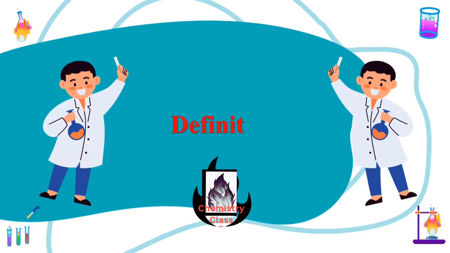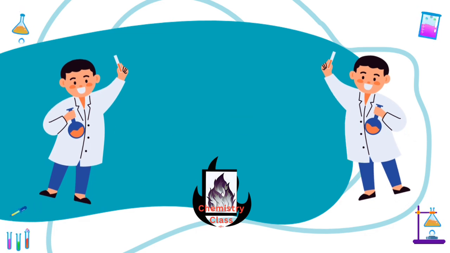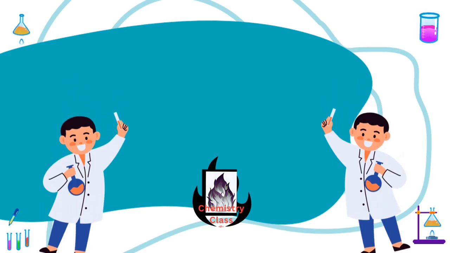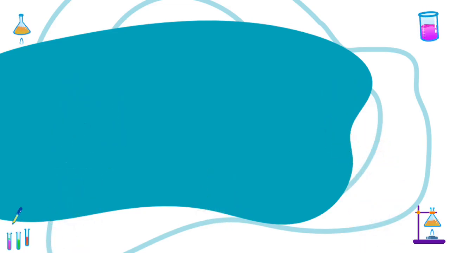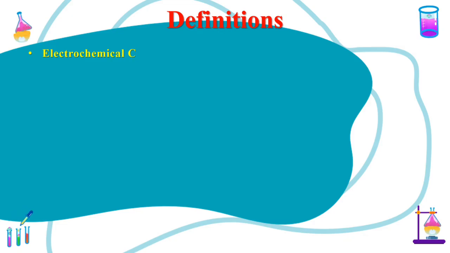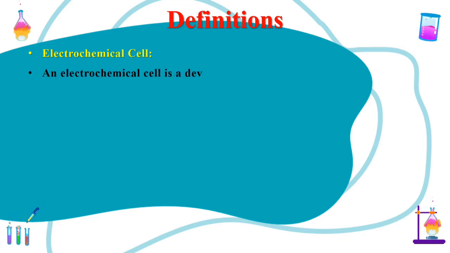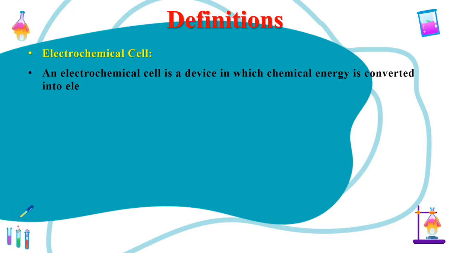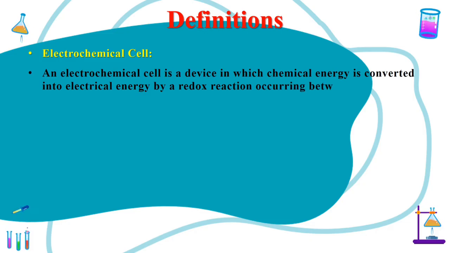Let us focus on important definitions from this chapter. First and foremost, the definition of electrochemical cell. An electrochemical cell is a device in which chemical energy is converted into electrical energy by a redox reaction occurring between two electrodes dipped in an electrolyte.